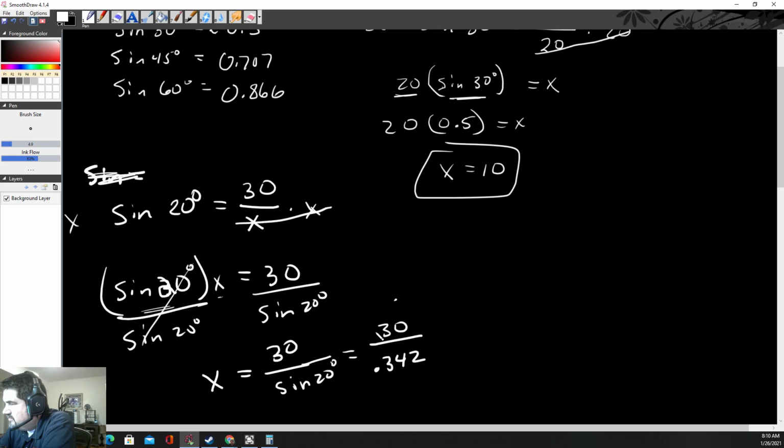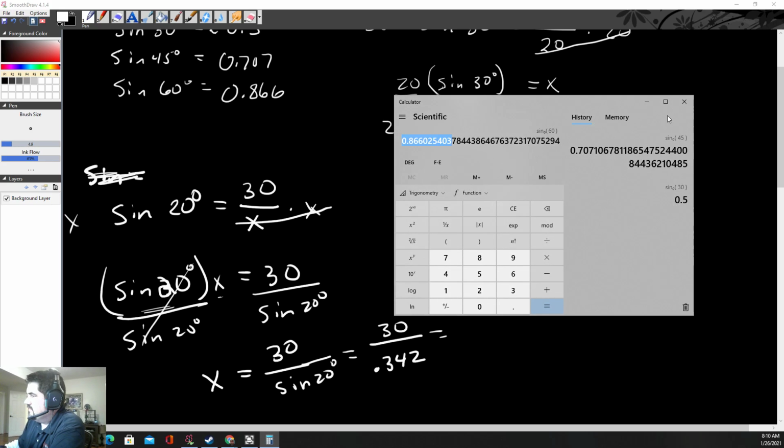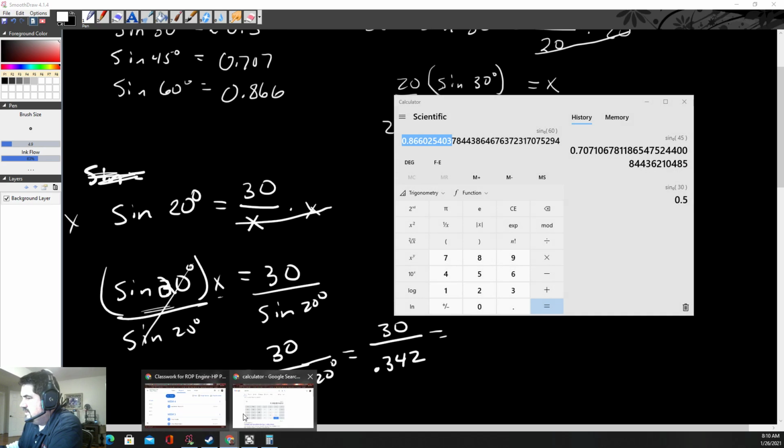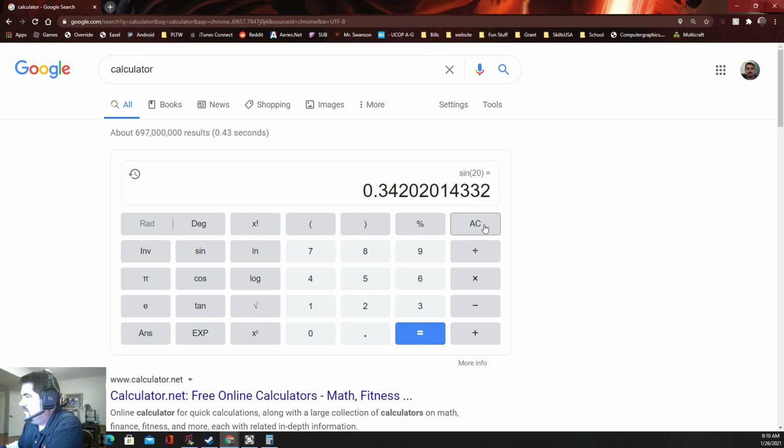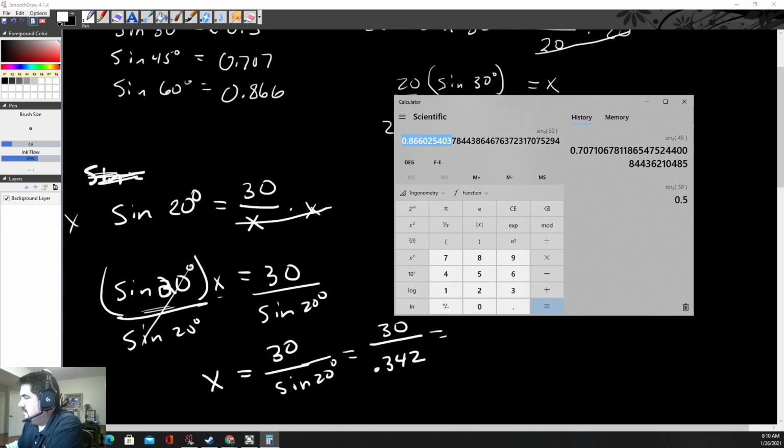And so this right here is really just this. It's 30 divided by that. Remember, because sine of 20 is this. So then let's go ahead and solve the answer. Let's take 30 divided by 0.342. I'm going to do it in this calculator. Actually, I should probably just keep doing it the same one. So it's 30 divided by 0.342 is equal to 87.7. So 87.7.